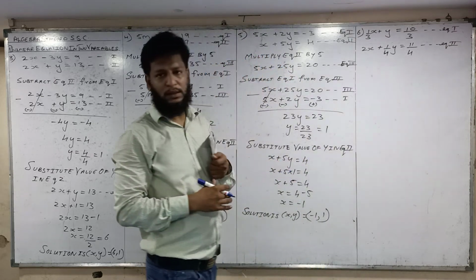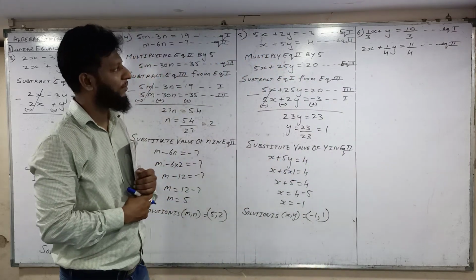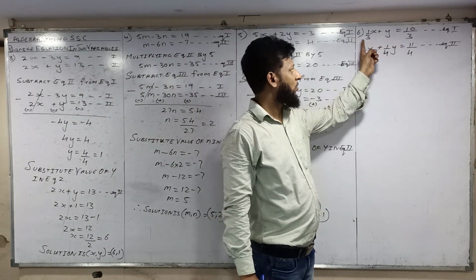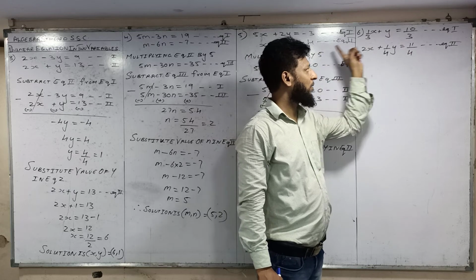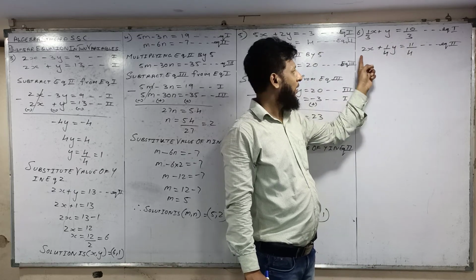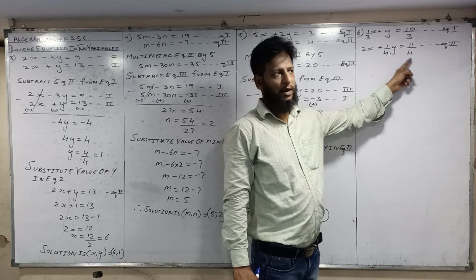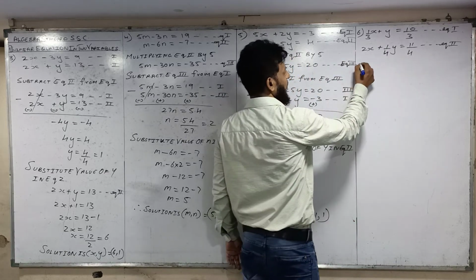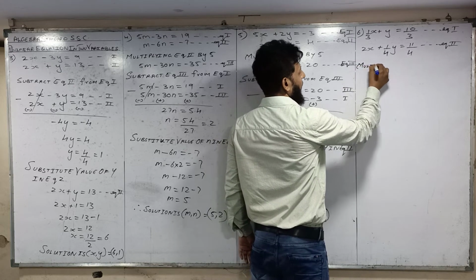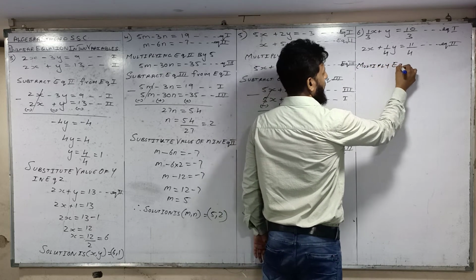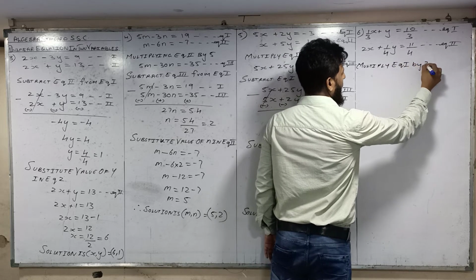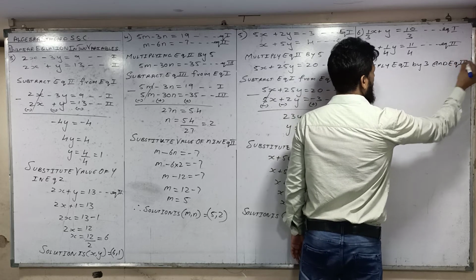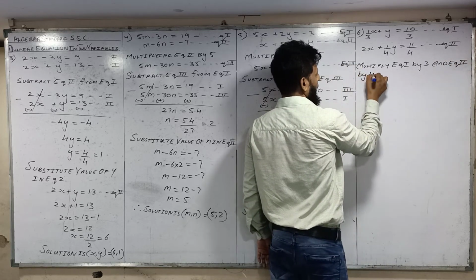So it is very simple. Just what we have to do: we have to remove this denominator 3. To remove this denominator, we have to multiply equation 1 by 3, and to remove this denominator 4, we have to multiply equation 2 by 4. So now multiply equation 1 by 3 and equation 2 by 4.